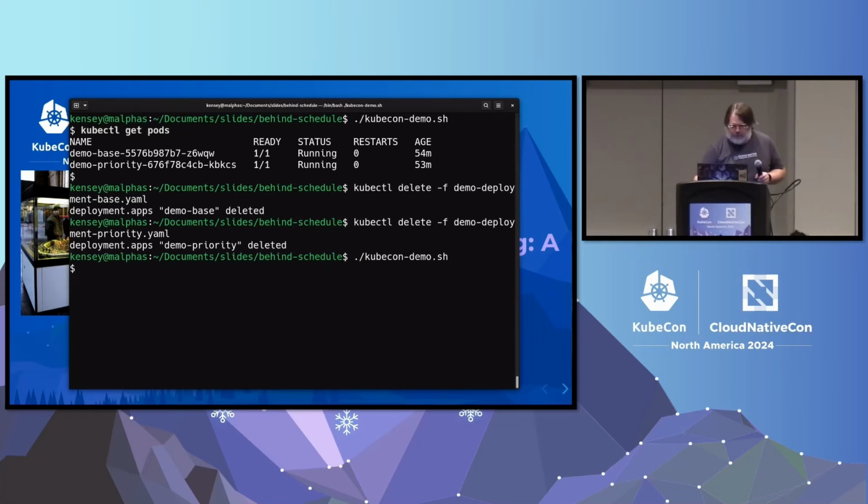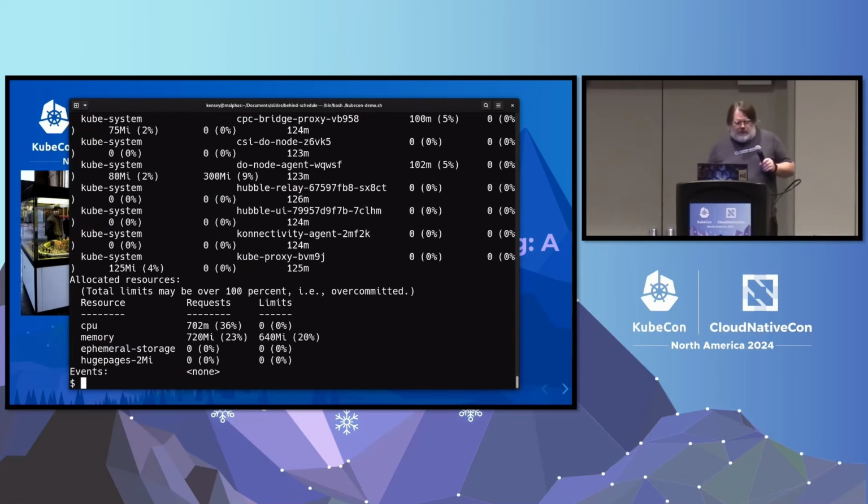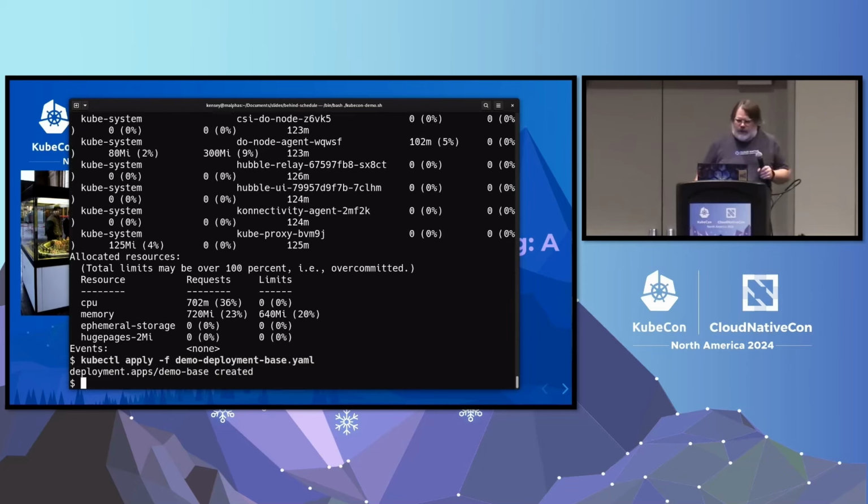Okay, now let's repeat. Okay, so empty cluster, other than the default stuff that's running. This is a one node cluster in DigitalOcean. And it's a very small node. You can see down here at the bottom, I'm using 702 millis, whatever you want to call it, of CPU, and that's about a third. So I've got something less than 2 full CPUs available to allocate here. So this is a regular old pod, it's just running the pause container. It's requesting 1 CPU to do nothing with.